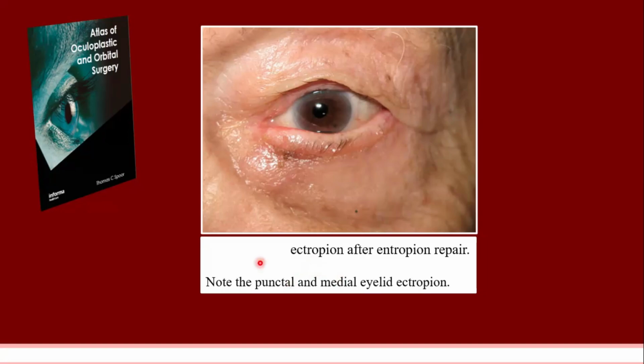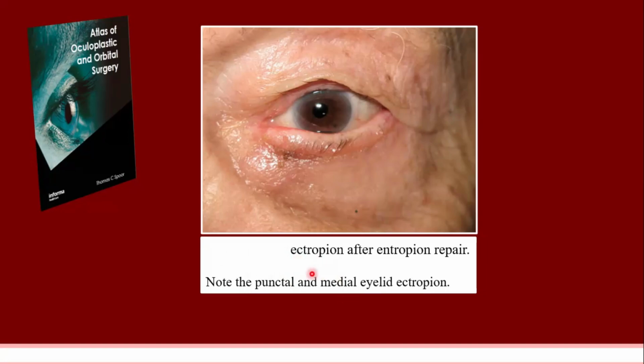Okay. If you notice here, there is a space. Can we add a word here before ectropion? I wrote ectropion in lowercase, because it's not the beginning of the sentence. Can we call the ectropion after entropion repair? Can you give it a name? Iatrogenic? Medial? Yes, medial, it's written here.